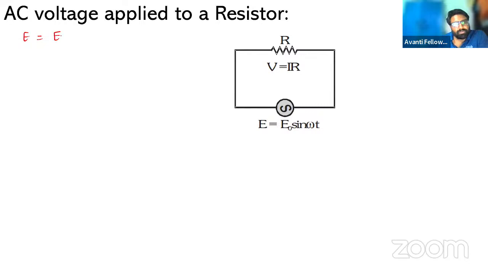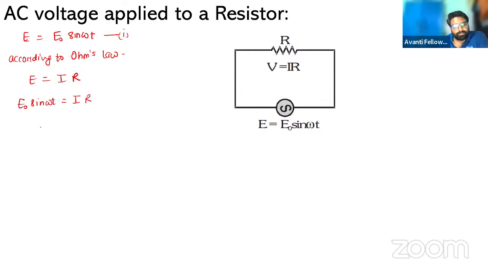So E is equal to E naught sin omega t. This is equation number 1. We know that according to Ohm's law, V is equal to IR, and since V is given by E here, it will be E is equal to I into R. Put the value of E: E naught sin omega t equals I into R. So I is equal to E naught upon R sin omega t.